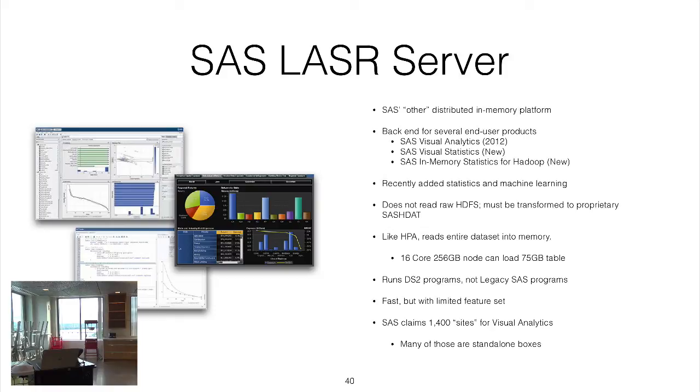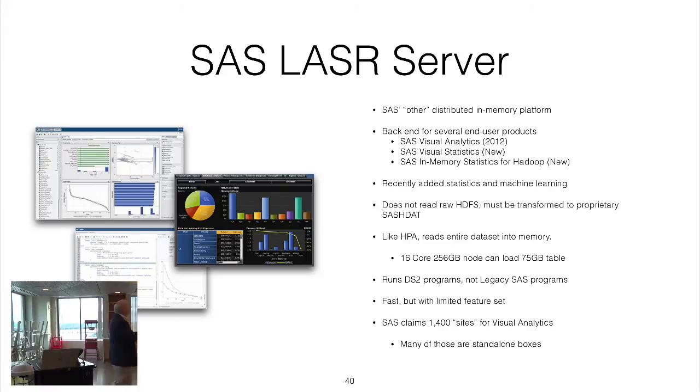Like HPA, it reads the entire data set into memory. Right now, that sounds unremarkable, except that a 16-core, 256 gigabyte node can load a 75 gigabyte table. So if you've got, say, a terabyte database, do the math, you're going to need a lot of these nodes. And just the license price itself is not cheap. Also, a 256 gigabyte 16-core machine is not a standard Hadoop server. So again, there's been some customer pushback. However, that said, I don't doubt that SAS will figure this out eventually.